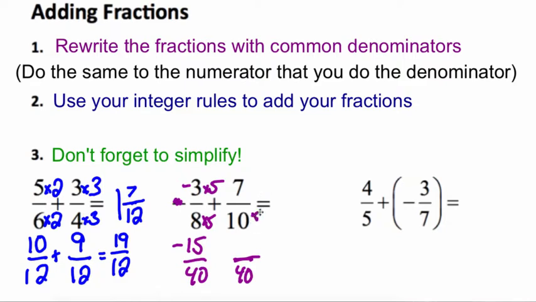To get from 10 to 40, we multiply times 4. Do the same thing up top and get 28. Here's where you get to your integer rules.